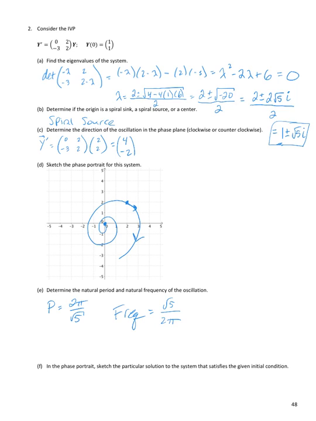In the phase portrait, sketch the particular solution that satisfies the given initial condition of 1, 1. At time 0, we're at 1, 1. So I'm going to plot the point 1, 1, and then I'm just going to draw a spiral that goes through that. So it's got to look something like this. Spiraling out.